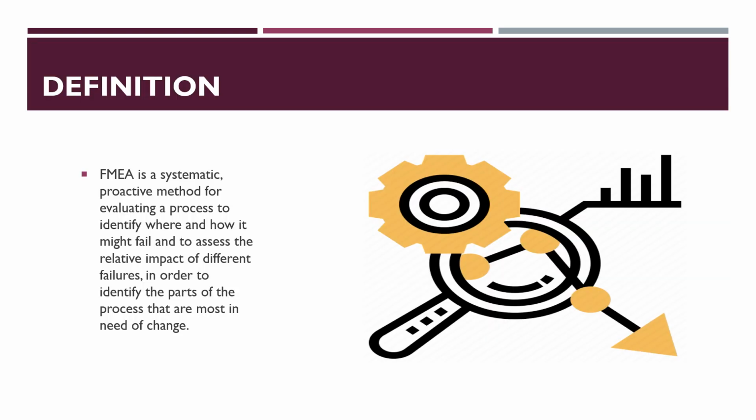Failure mode and effects analysis, FMEA, is a systematic, proactive method for evaluating a process to identify where and how it might fail and to assess the relative impact of different failures in order to identify the parts of the process that are most in need of change. The methodology is used to determine the chance of a specific failure happening and its impact on other sub-items or systems, as well as to identify actions that can mitigate that risk.